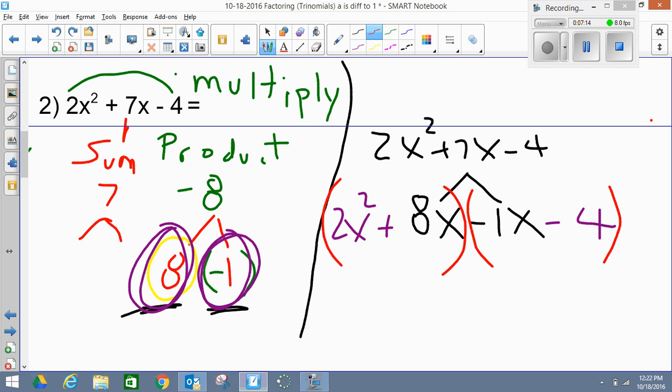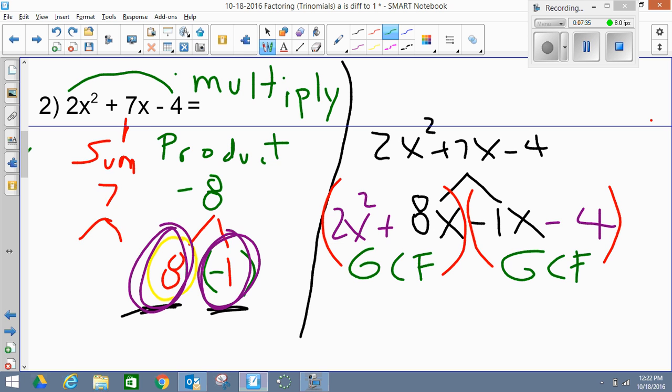Make sure that this sign is on the inside of that parenthesis. Make sure that sign is inside the parenthesis. Now on every single parenthesis, I'm going to do greatest common factor on each parenthesis. And let's do one parenthesis at a time.